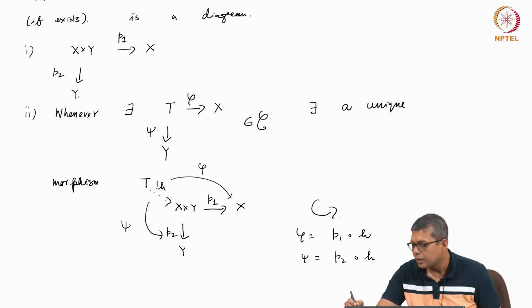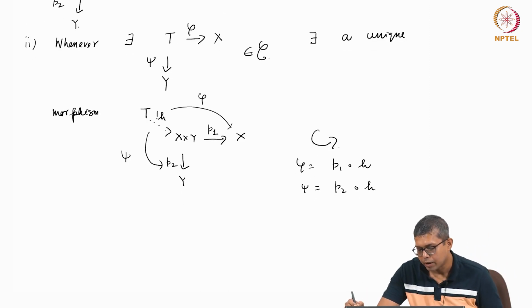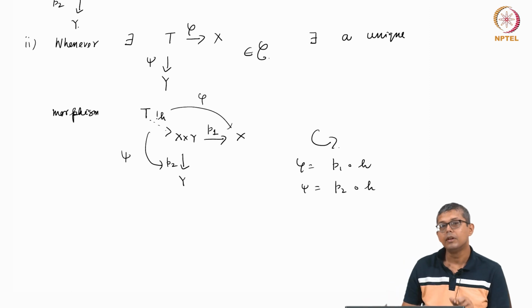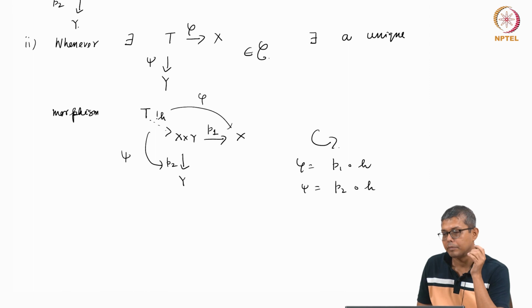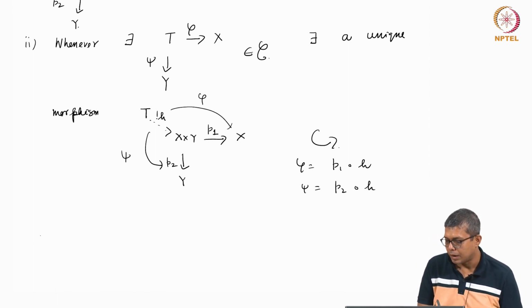Now I said something about R-modules, but there the product is the tensor product, and the maps go the other way around. That is called the co-product. But anyway, let's not go into it. So this is a definition.